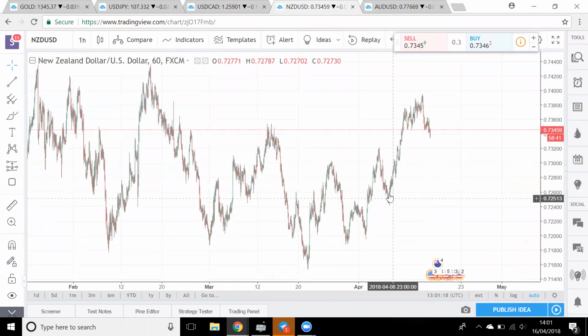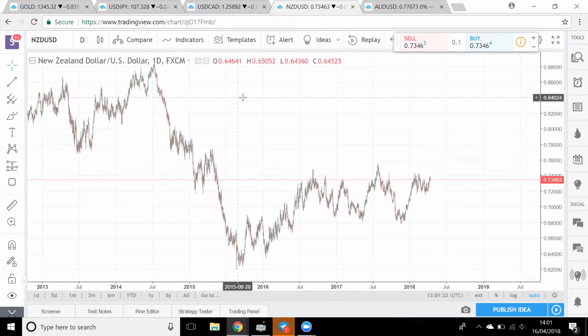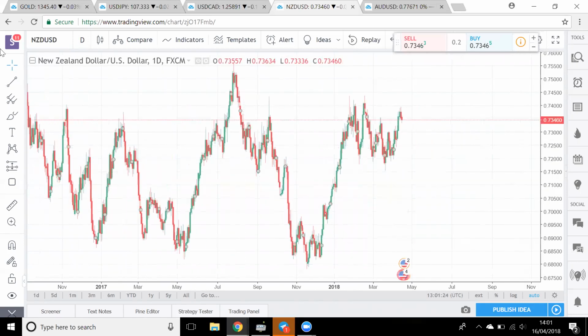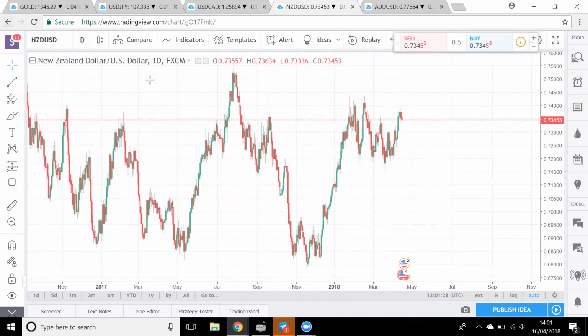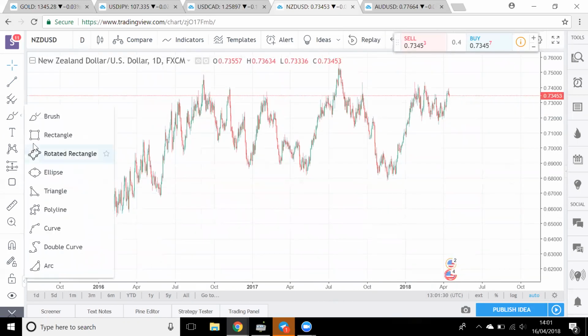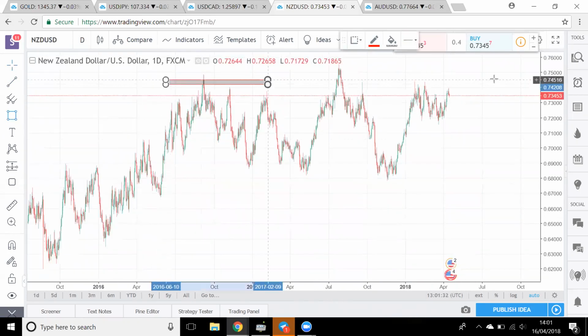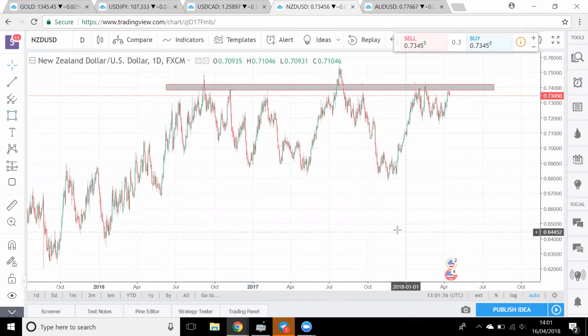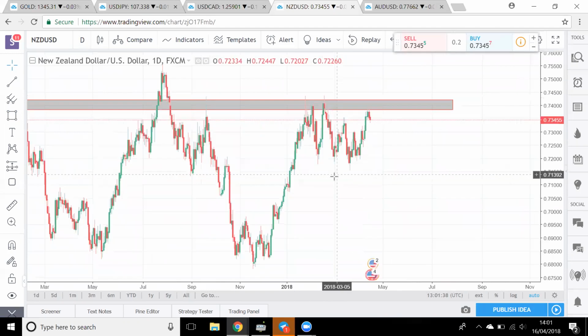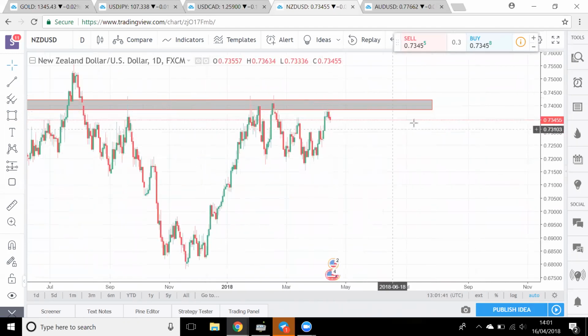All right, NZD USD daily. We're rejecting a high. We were at this resistance zone for so long. This whole zone is a resistance zone. It does look like we're pushing, well, we did have a reversal candlestick, and it does look like we're pushing back down.